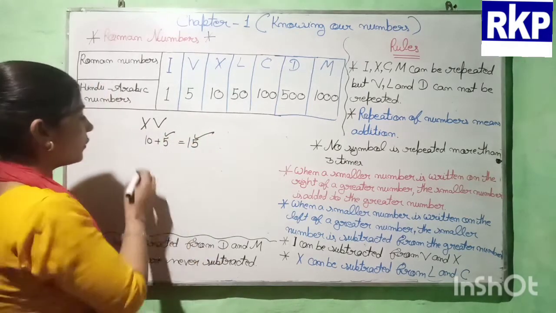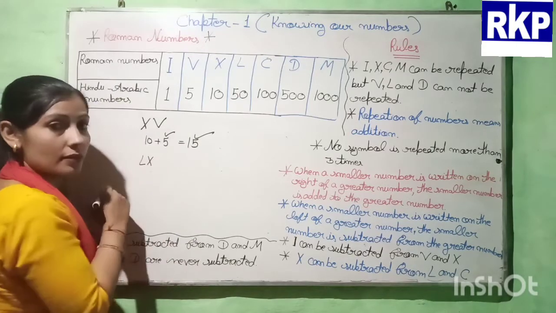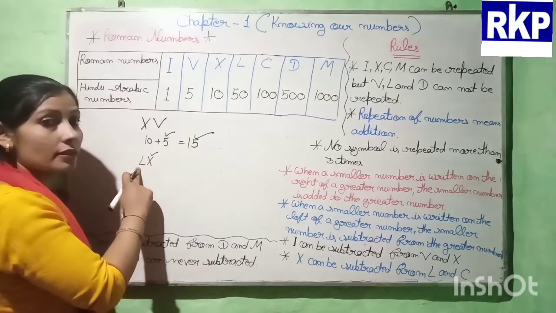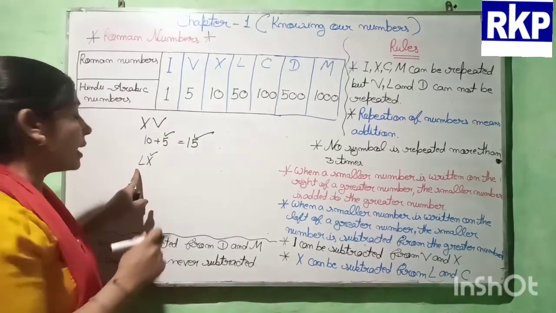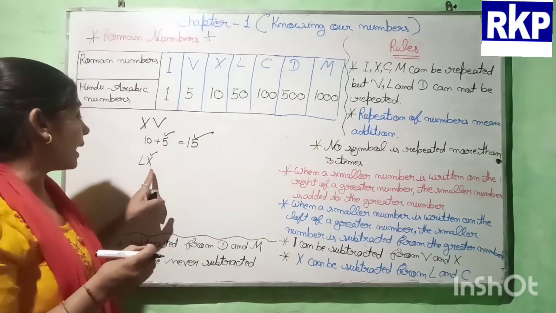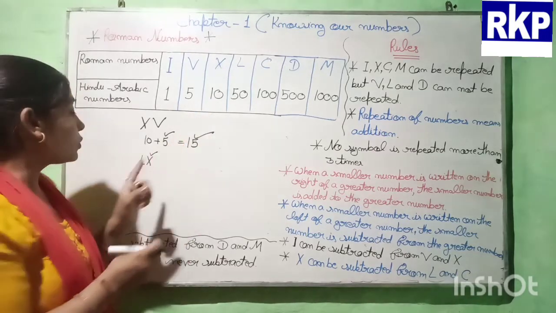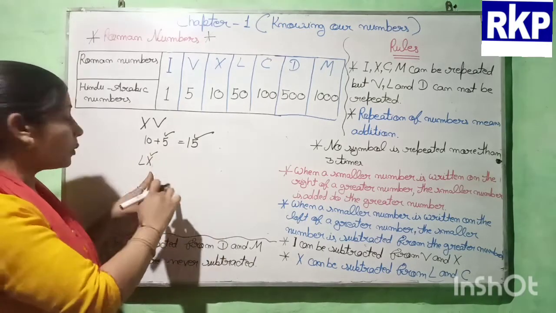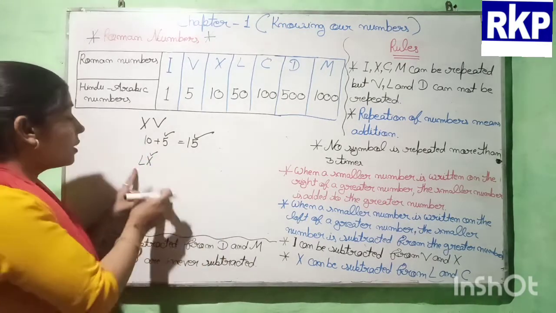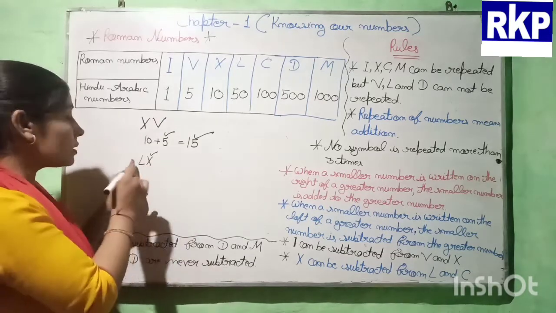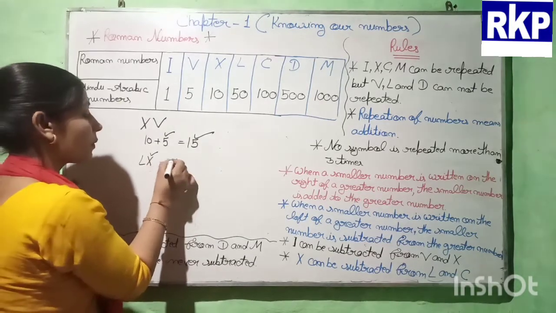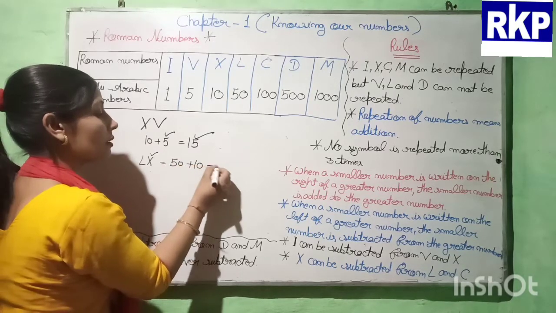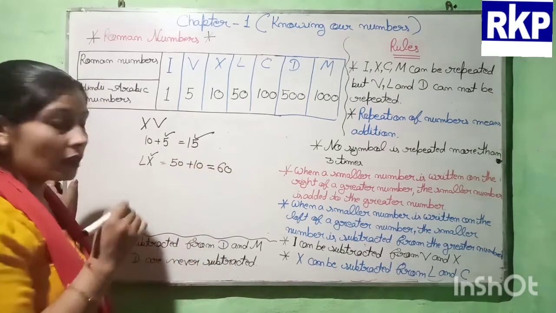15. If I write LX, then here X is the smaller number and L is the greater number, because L is equal to 50 and X is equal to 10. So here you can see X is written on the right side of L. So it means we are adding this X to this L, and L means 50 and X means 10. So LX means 60.